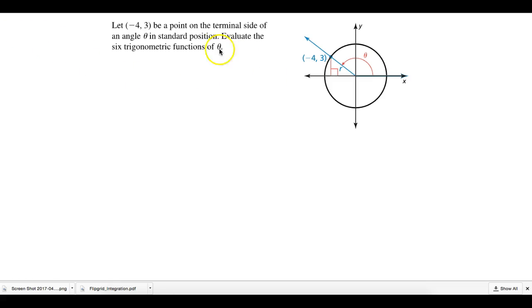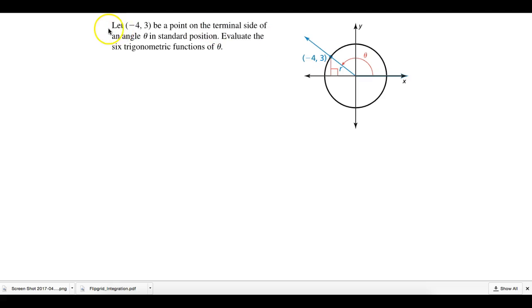So let's look at our problem here first. Here you see we've got a diagram. We've got our coordinate plane, and then we've got an angle here for us. You see our initial side is on the positive x-axis, and the terminal side is over here in quadrant 2. And we have a circle drawn around this, and we have a point at negative 4, 3.